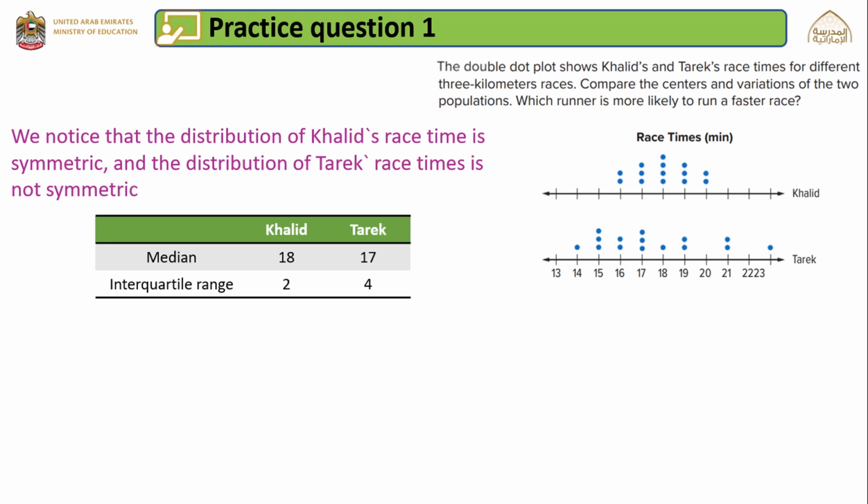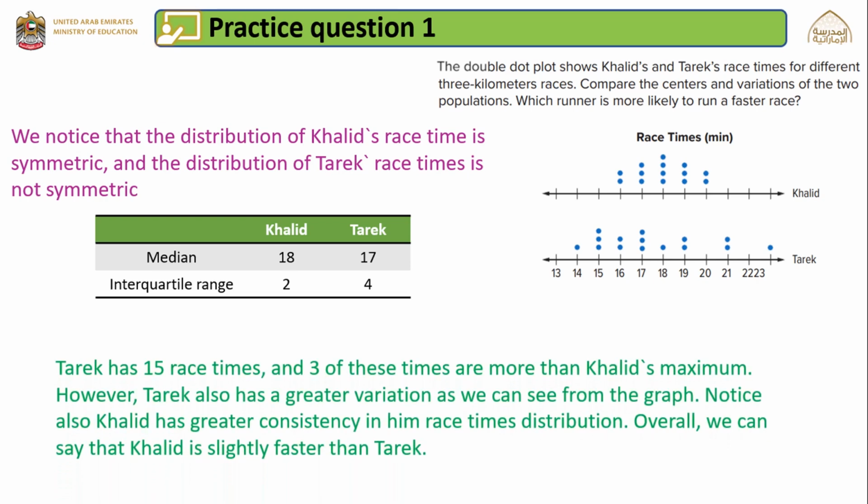The median for Khalid is 18 and for Tarek is 17. The interquartile range for Khalid is 2 and for Tarek is 4. Tarek has 15 race times and 3 of these times are more than Khalid's maximum. However, Tarek also has a greater variation, as we can see from the graph. Also, Khalid has greater consistency in his race times distribution. Overall, we can say that Khalid is slightly faster than Tarek.